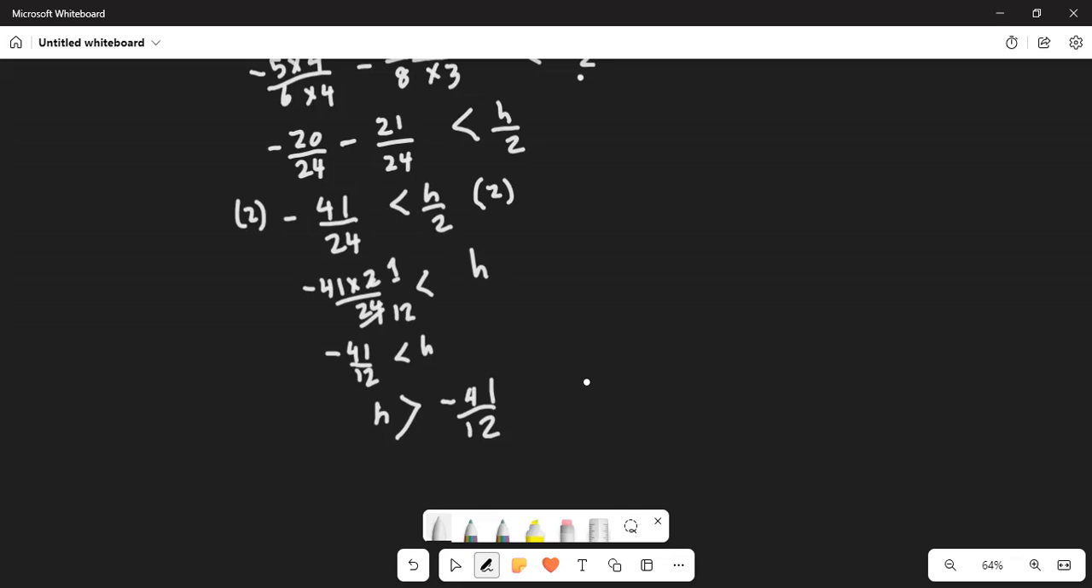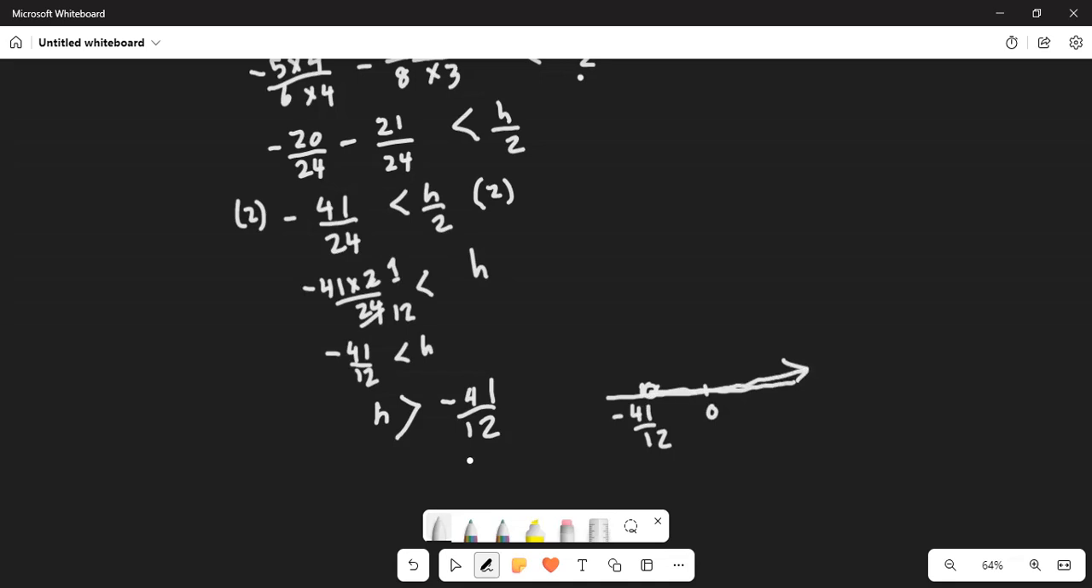And if I want to write this in interval notation, think about the number line. This is 0. Minus 41 by 12 is a little more than minus 3. So this is minus 41 over 12, and I am on the right-hand side of minus 41 by 12 all the way to infinity.